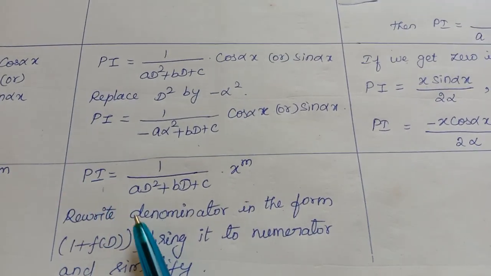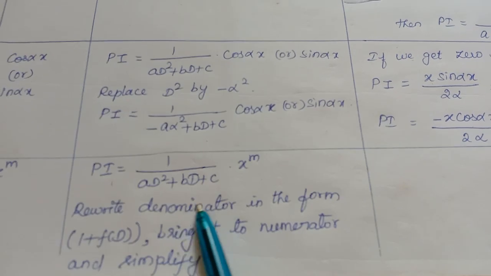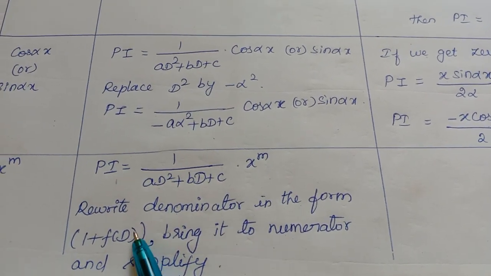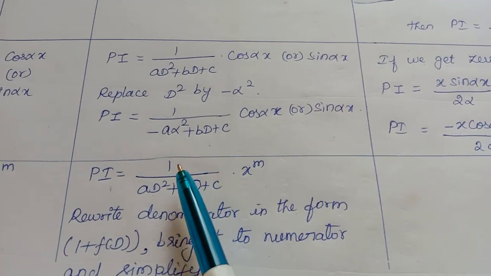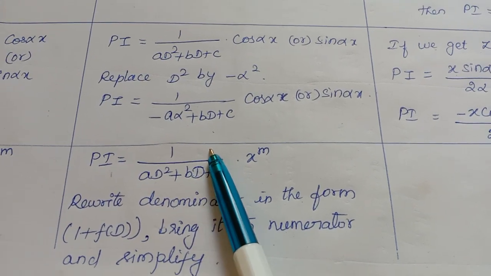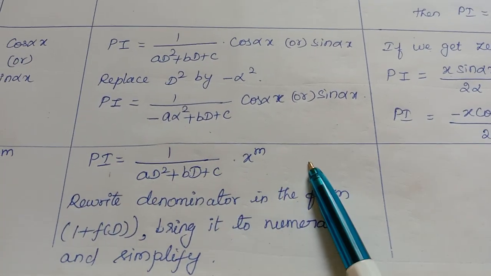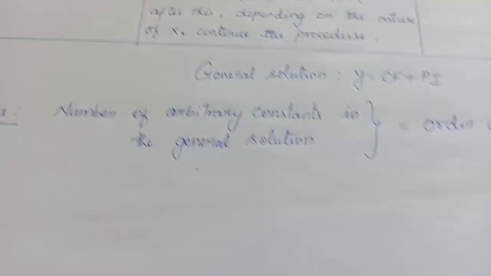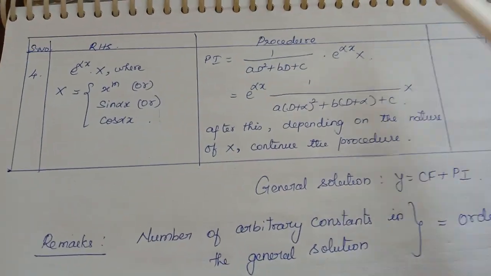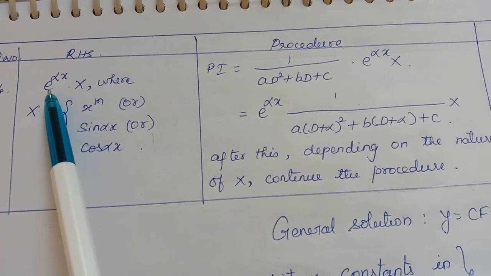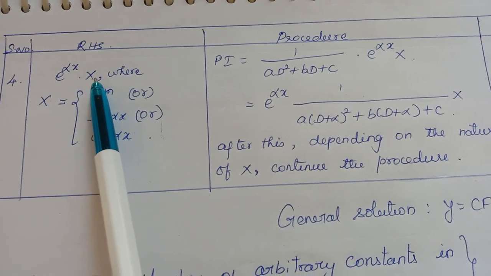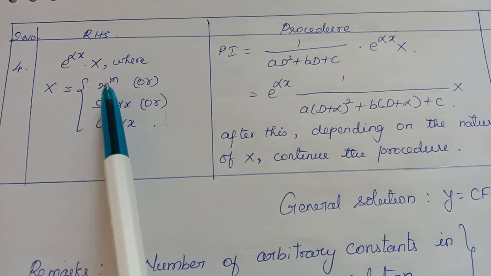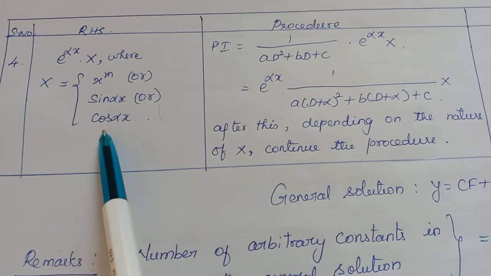Then the third case is the right hand side is of the form x power m. In that case, what we are doing, rewrite the denominator in the form 1 plus something, bring it to the numerator, write the expansion using binomial series, and then you do the calculation. Here you will never get 0 in the denominator. Then the last final case is the right hand side is a combination of e power alpha x and X, where this capital X can be x power m or sin alpha x or cos alpha x.